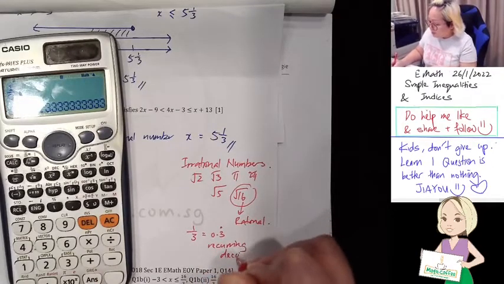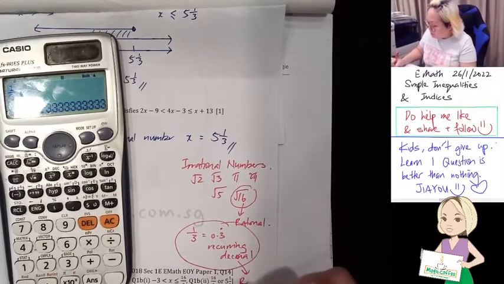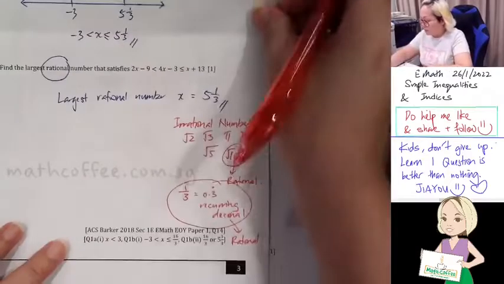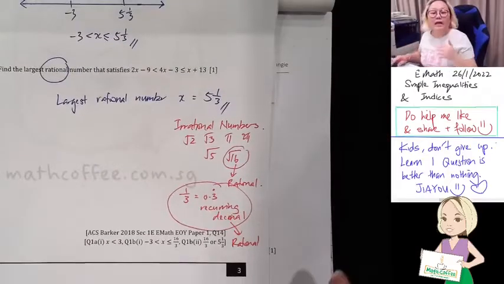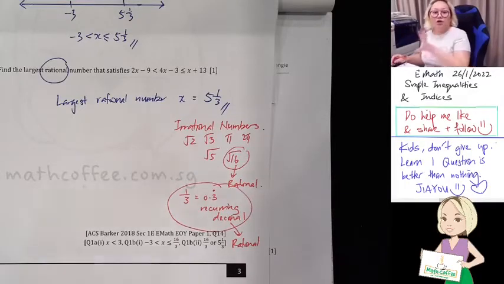A recurring decimal is rational. Why? Because I can tell you the value is 0.3333333. There is a pattern. So it is considered rational.